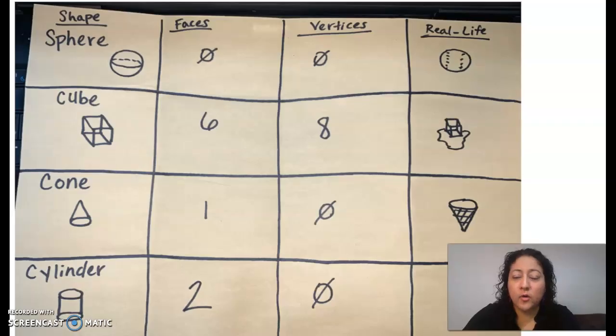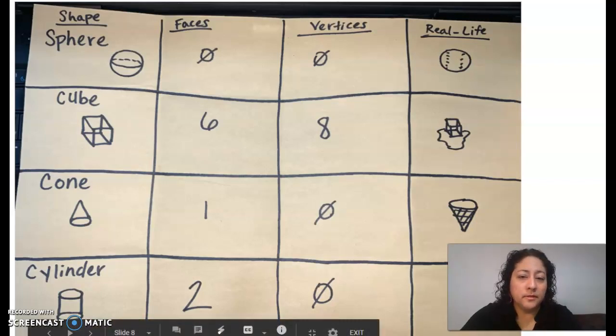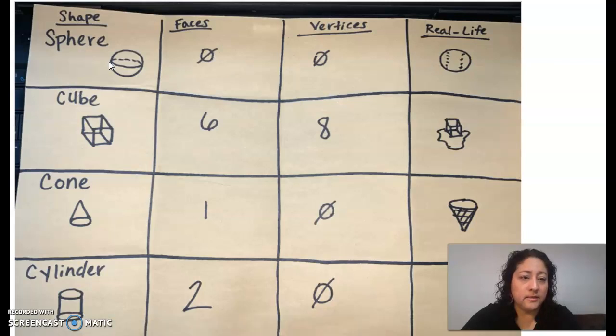Okay, so I took a quick picture so that you can see it all, because earlier you couldn't see it all the way. So the shapes we learned about today are the sphere. We learned that it has 0 faces and 0 vertices, and a baseball looks like a sphere. We learned about the cube, that it has 6 faces that are shaped like a square, that there are 8 vertices, and that an ice cube looks like a cube.